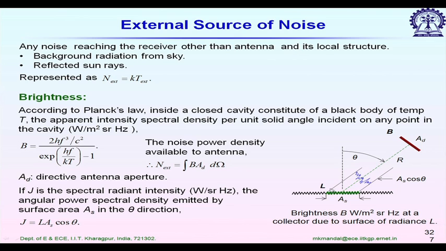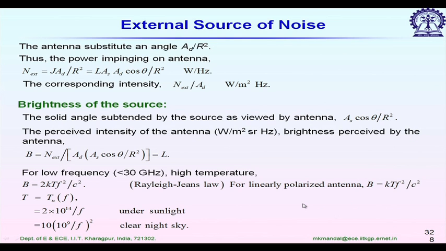For that we can't take simply AS, because the antenna is making an angle theta. So we take the projection of AS, and it becomes AS cos theta. Then the spectral radiant intensity at the antenna point is equal to L AS cos theta. This is for unit solid angle. Now the antenna subtends an angle AD by R square. If we assume that R is much more than the dimensions of AD, then the solid angle subtended by the antenna is given by AD by R square.